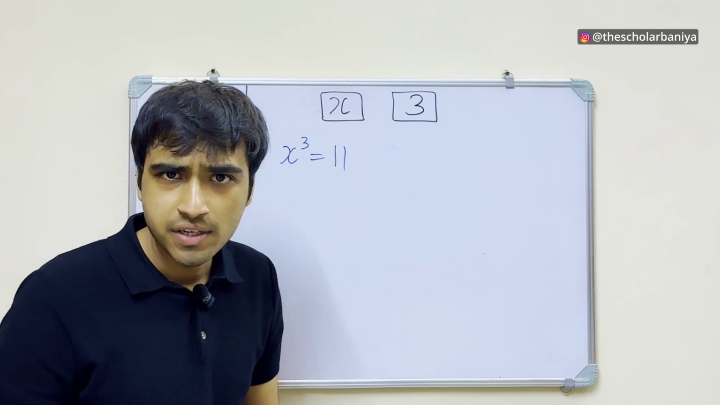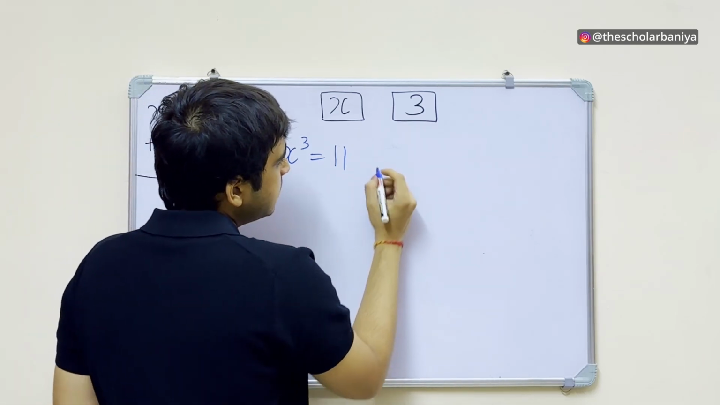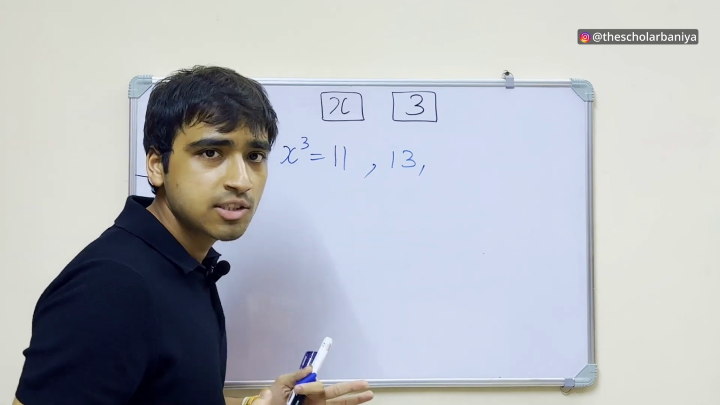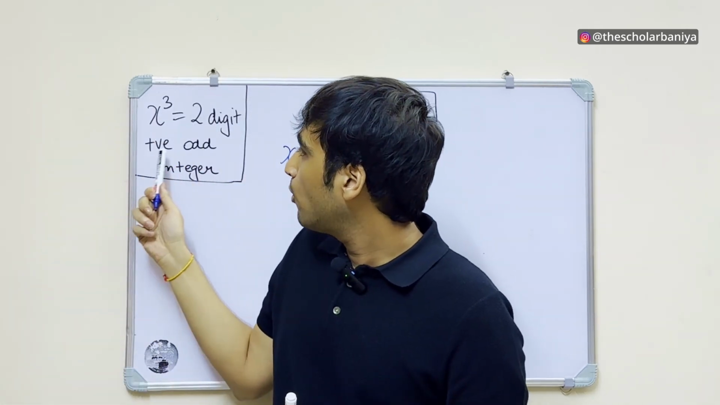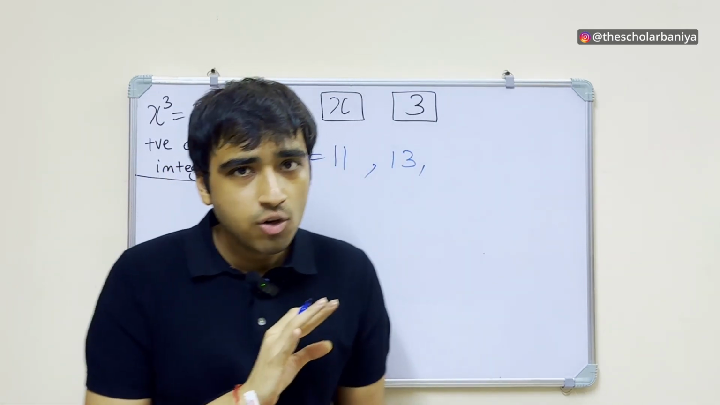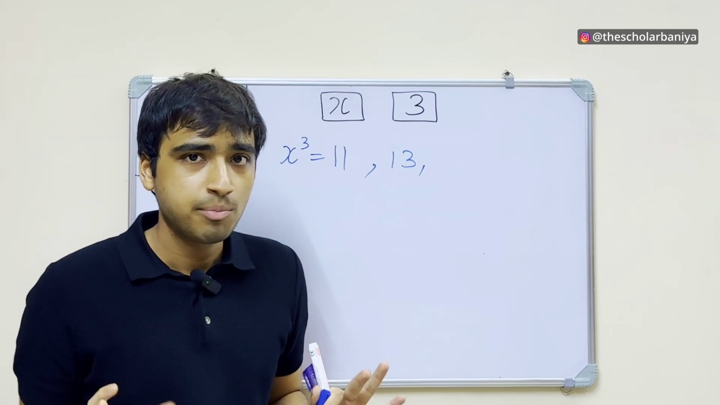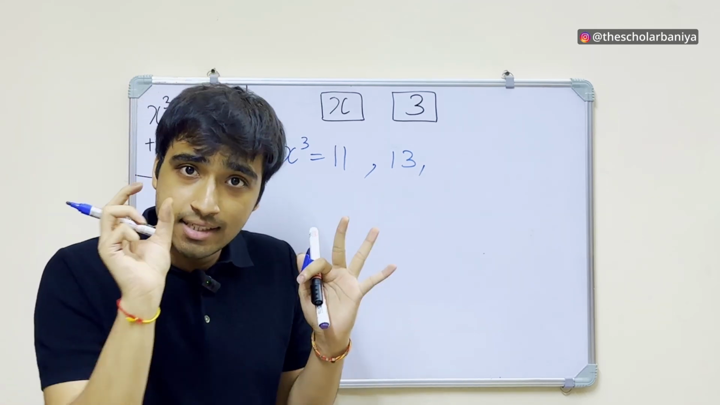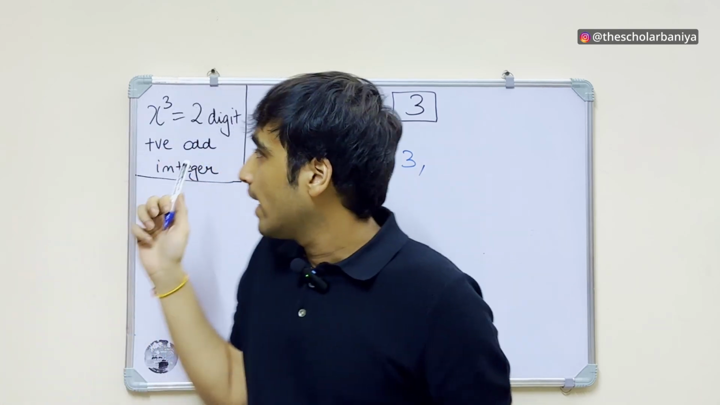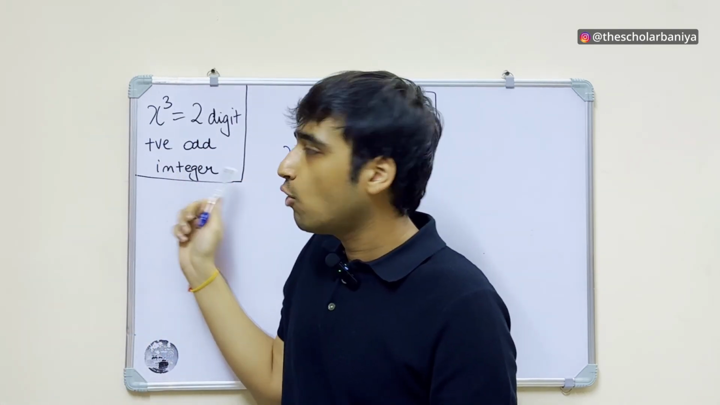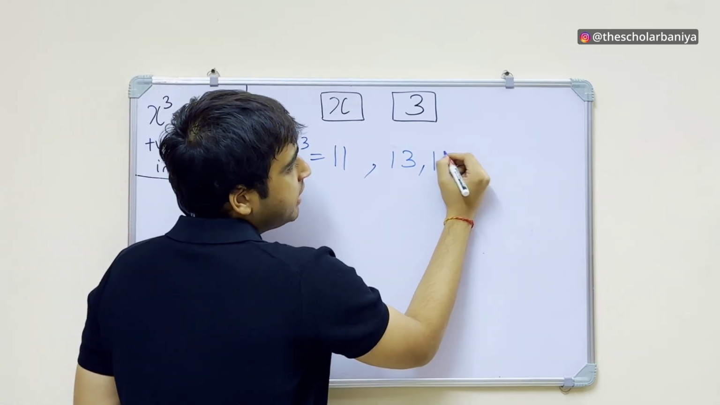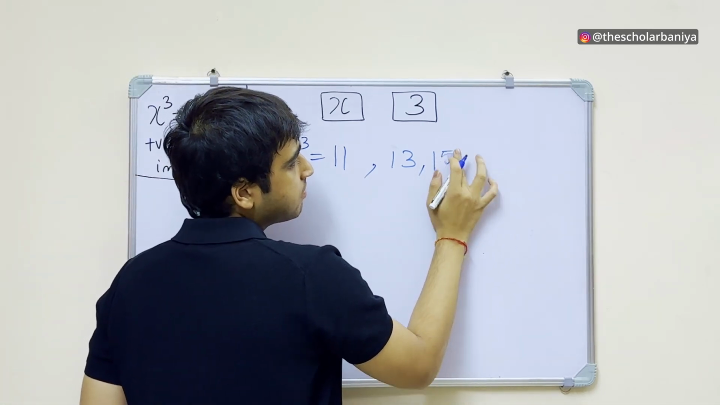I hope this is clear, right? Similarly, x cube can be equal to 13 as well, because 13 is also a two-digit positive odd integer. We are not concerned with x over here because we don't know what x is. It is not mentioned. What we know about is x cube, right? So x cube is a two-digit positive odd integer. So 11 is right, 13 is right, 15 is possible, right?